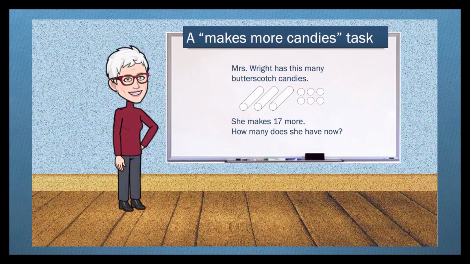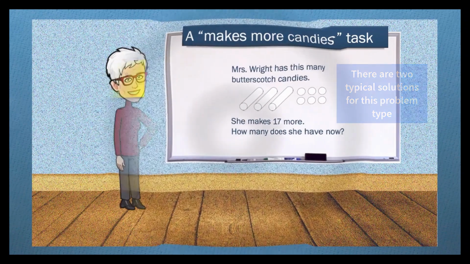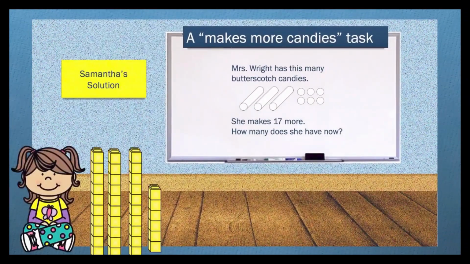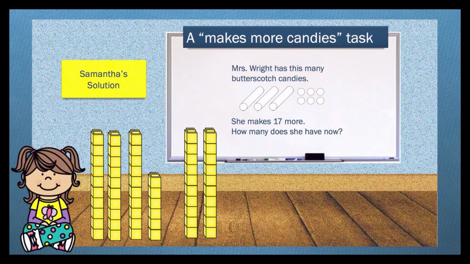Here you see the task that is posed. There are 2 typical solutions for tasks of this type. We will illustrate them by showing how Samantha and Reginald used their cubes to solve the task. Samantha got out 36 candies by getting out 3 rolls and 6 pieces, which she left snapped together. Next, Samantha got out 17 as follows.